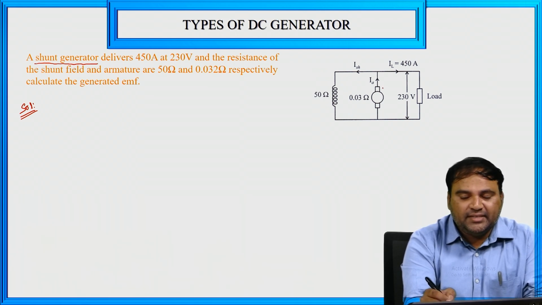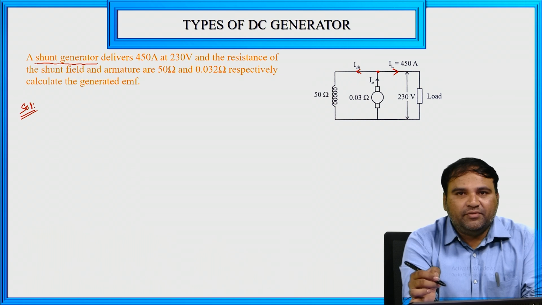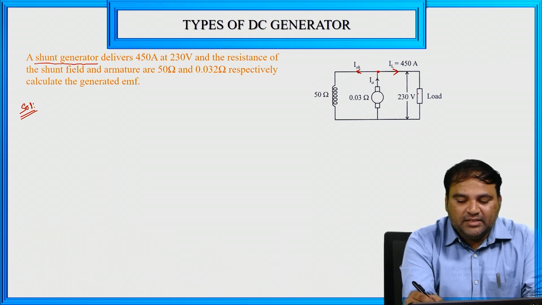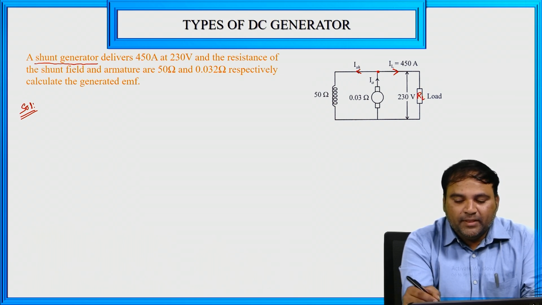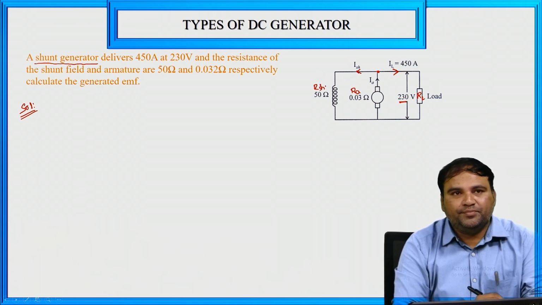So already here they are given the diagram. So generator is there, armature resistance is there, and armature current is there. At this point the current is dividing, that current is ISH, and here load current is there, that is IL, 450 amperes, and this is load RL. Across the load we are having the 230 volts, and this is armature resistance, and this is shunt field resistance, that is 50 ohm, right?